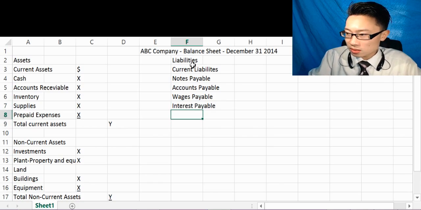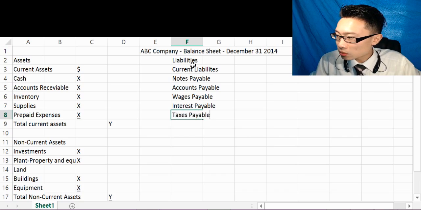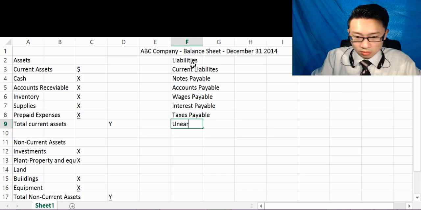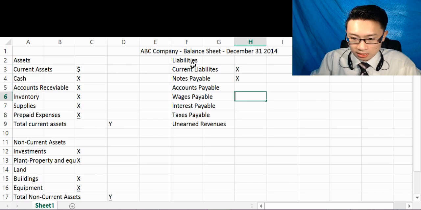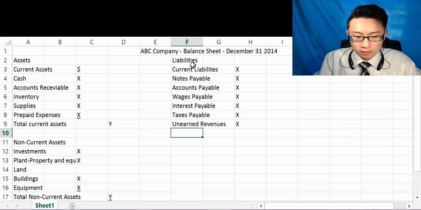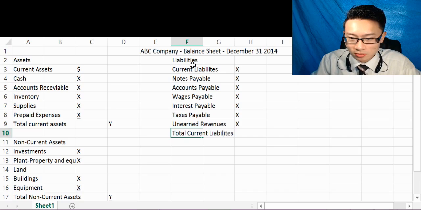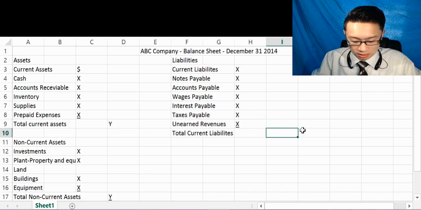We have taxes payable, and we also have unearned revenues. And all these will be written here next to the accounts. And I can have total current liabilities. If I misspell them, I'm not sure if spell check is recognizing them. So you add all these together, put in an underline, and that can be Y.